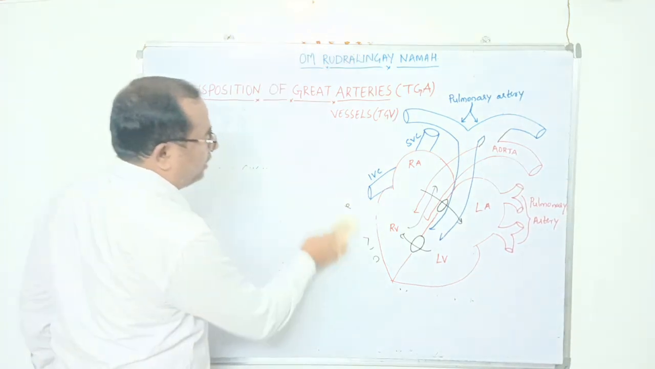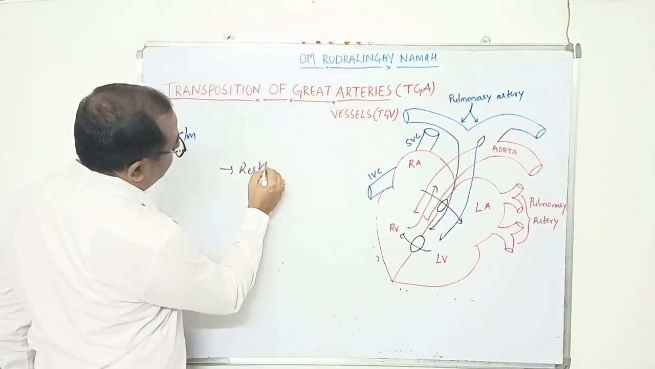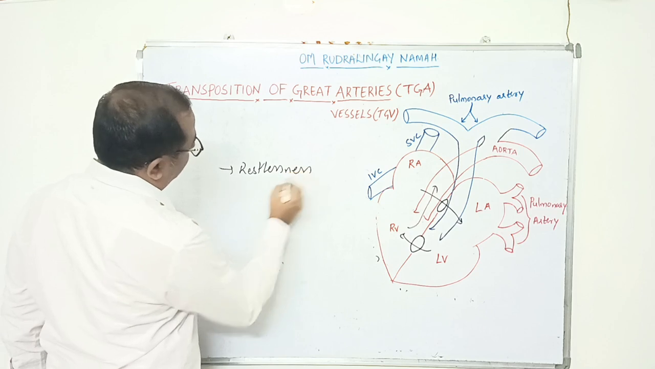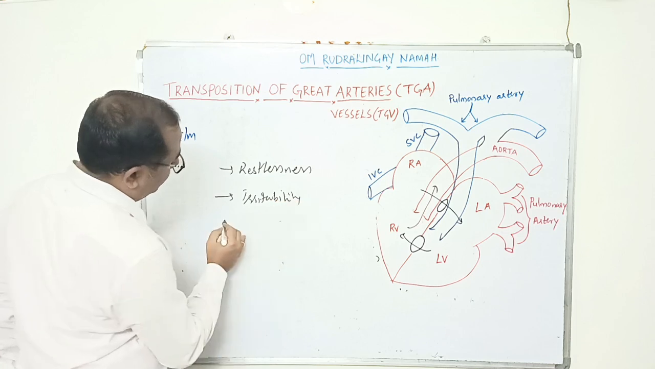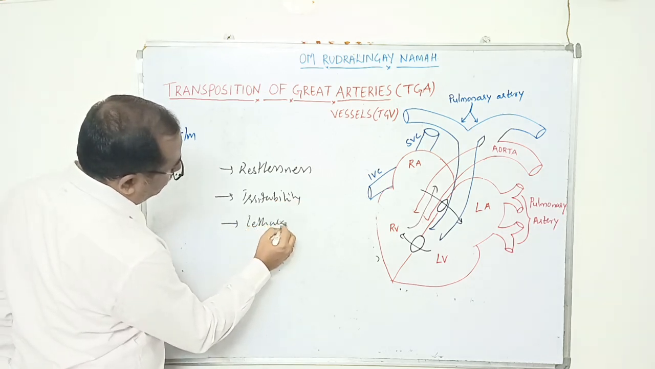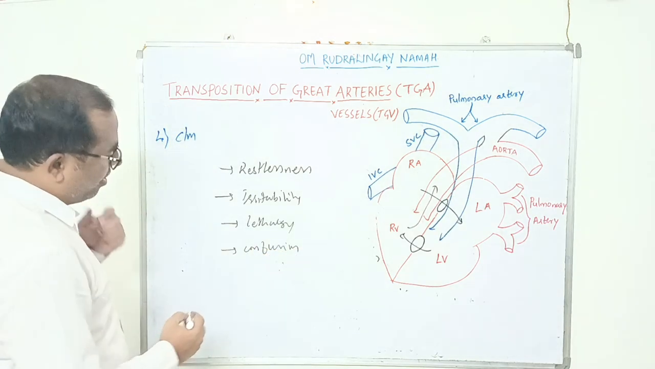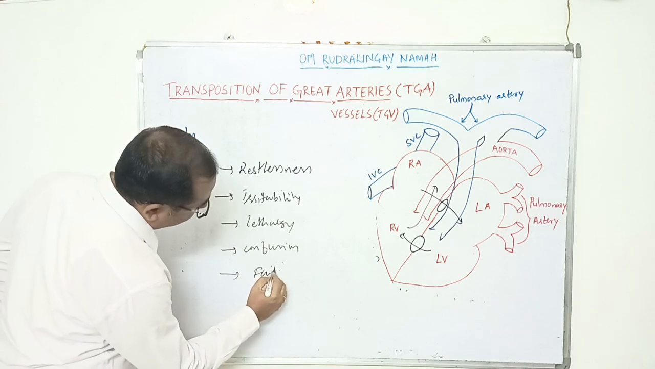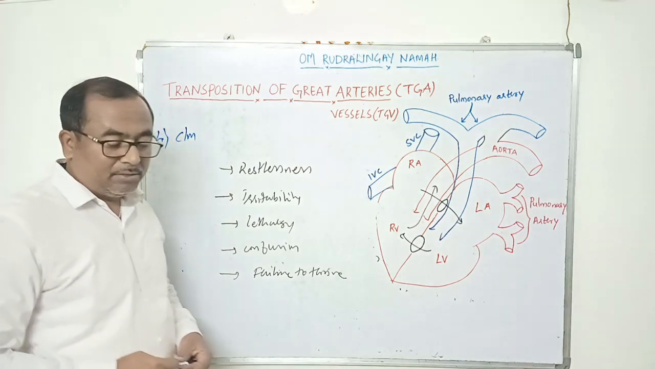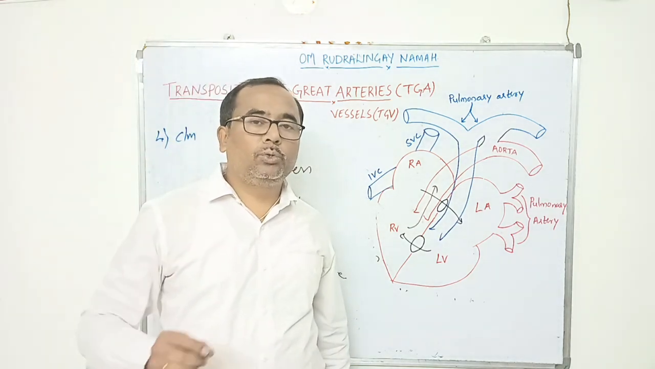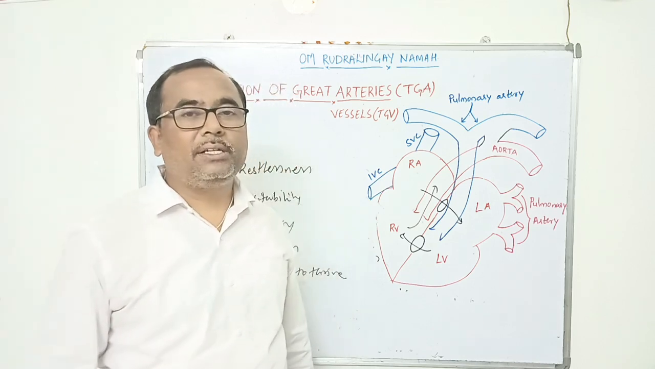Apart from this, the baby will have restlessness, irritability, lethargy, confusion, and failure to thrive. All these manifestations will exist in the child due to lack of oxygen supply to the peripheral tissues, due to severe hypoxia and severe cyanosis.